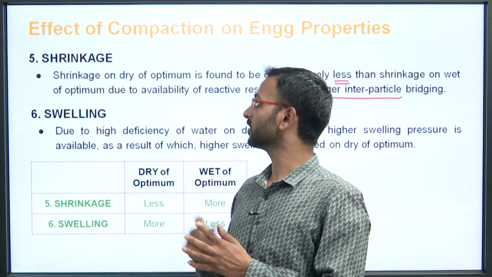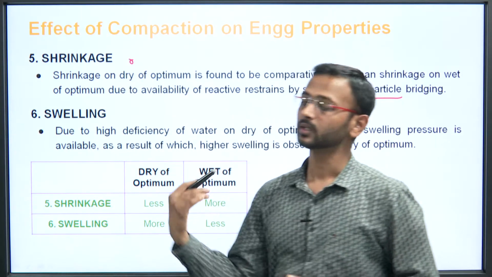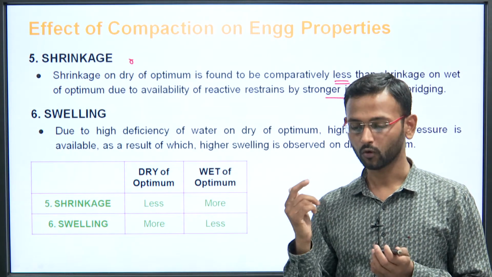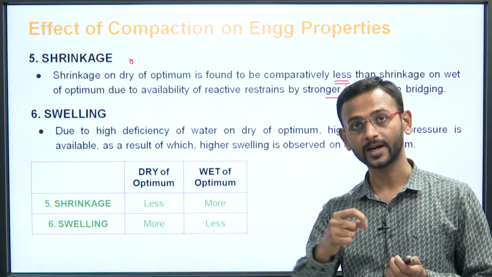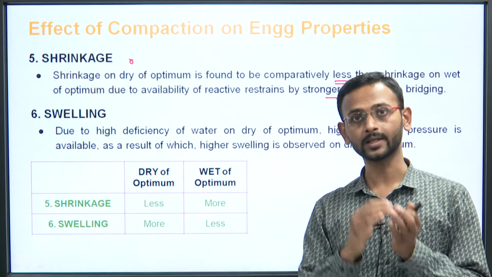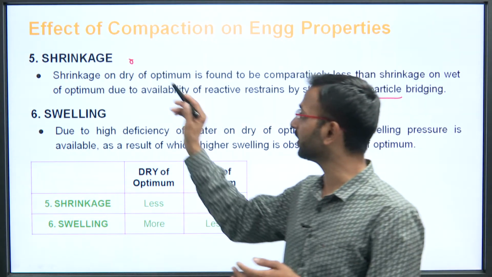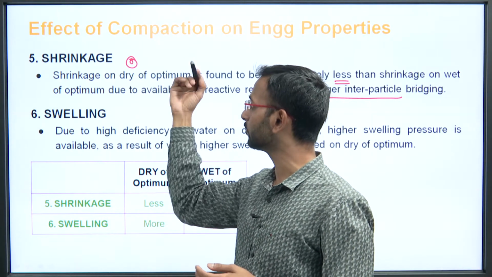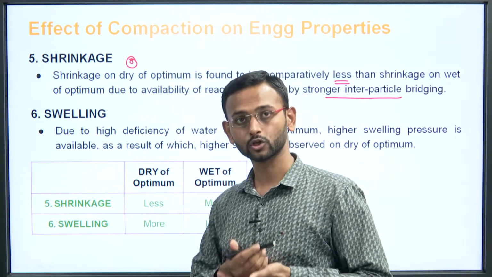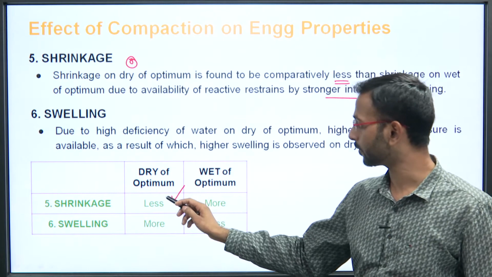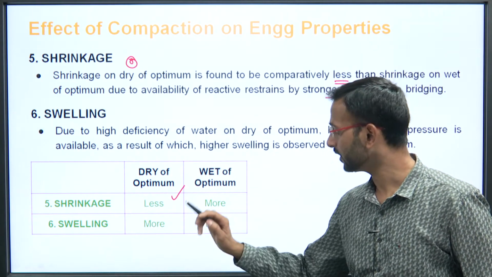Now, obviously, when the soil moisture is more, when the water is more, what happens? When you dry it, it will try to shrink more, because anything will try to dry more if the water is more. If the water is less, then the shrinkage will also be slightly lesser. So, we can see that on the dry of optimum, when the water is less, shrinkage will also be less.